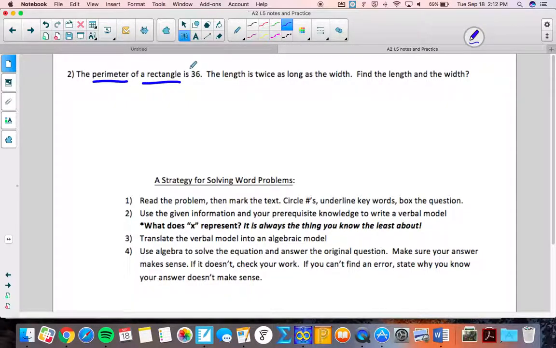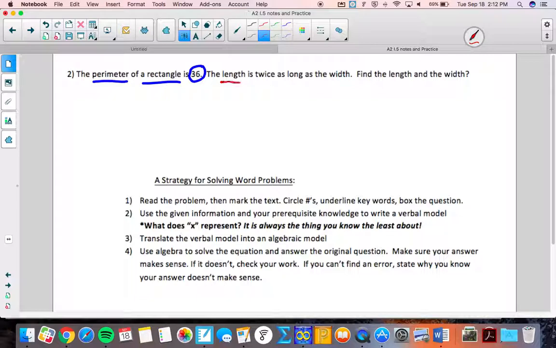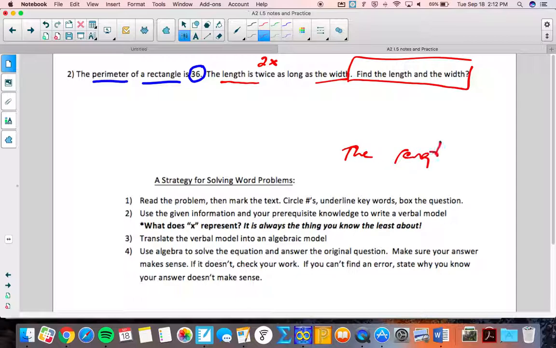The perimeter of a rectangle is 36. The length is twice as long as the width. Length is twice, that means 2 times as long as the width. Find the length and the width. The length is blank and the width is blank.